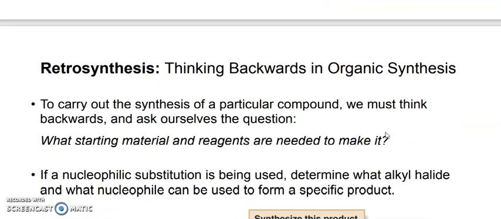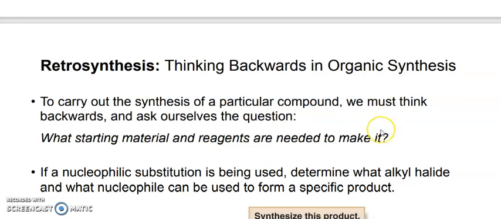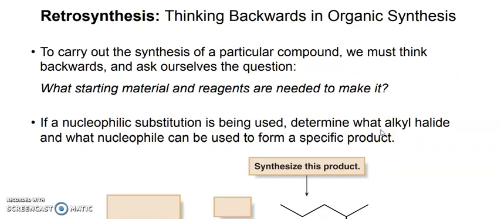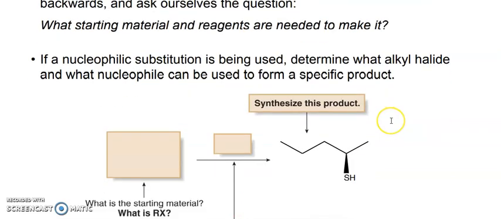Now retrosynthesis, thinking backward in organic synthesis. This is known as retrosynthesis. So to carry out the synthesis of a particular compound, we must think backward and ask ourselves the question: what starting material and reagents are needed to make it?